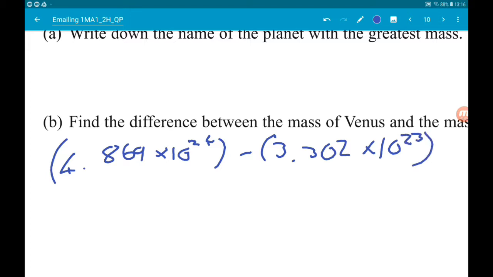Work that in your calculator and you will get 4.5388 times 10 to the 24. Cool.